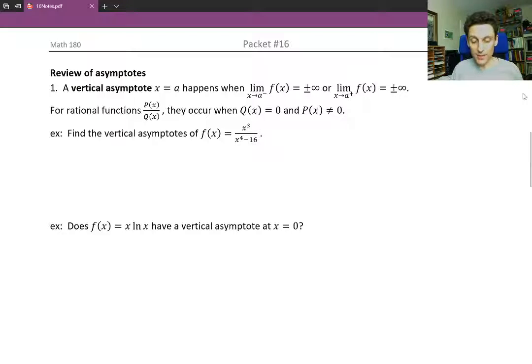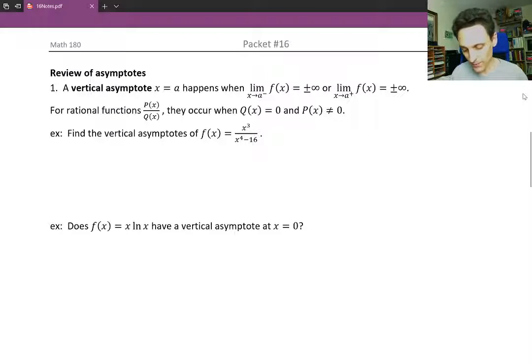Now for rational functions, this is going to happen when the bottom of the rational function is 0 and the top of the rational function is not 0. Just to remember, rational functions just mean a polynomial over a polynomial. What this means is when you take the limit, the bottom is going to shrink down to 0, the top is going to approach a non-zero number, and so overall that's going to approach either positive or negative infinity as you're coming in from the left or the right.